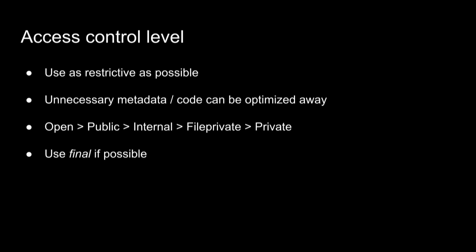If you have an overly permissive access control level, such as open or public for your types, members, or functions, this limits the compiler's ability to optimize. In general, make the access control level as restrictive as possible, so the compiler can remove unused code and metadata. Also, if you know you won't be subclassing a class, add a final attribute to tell the compiler this.